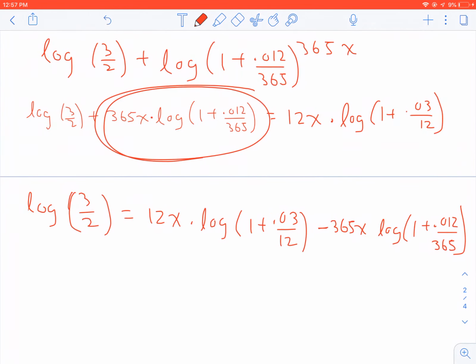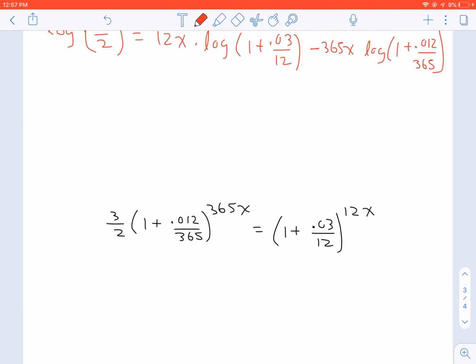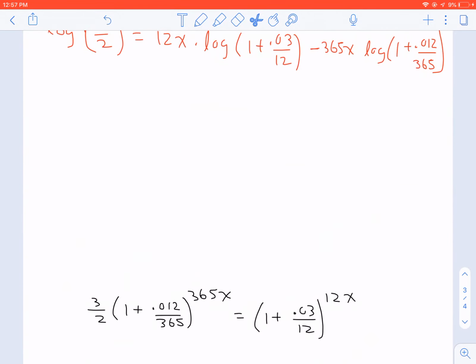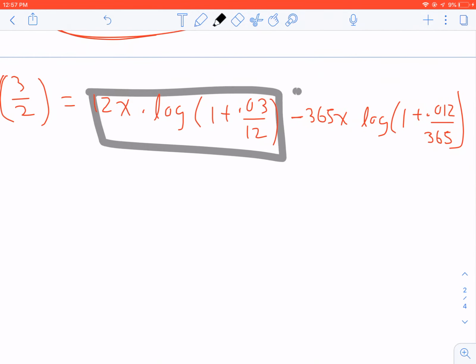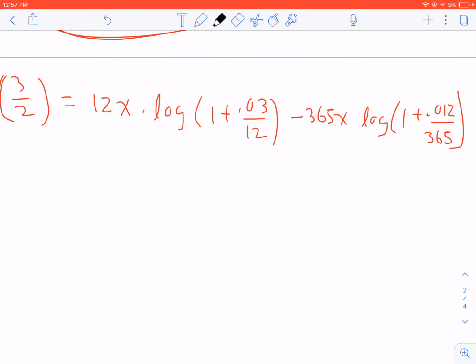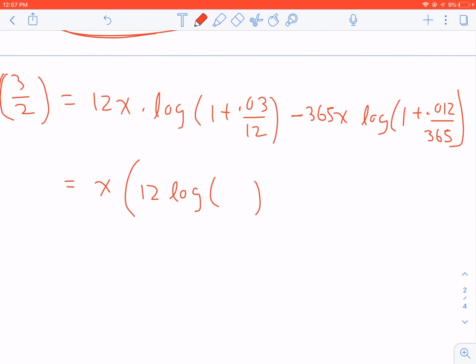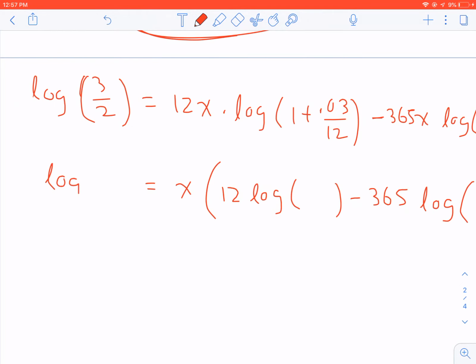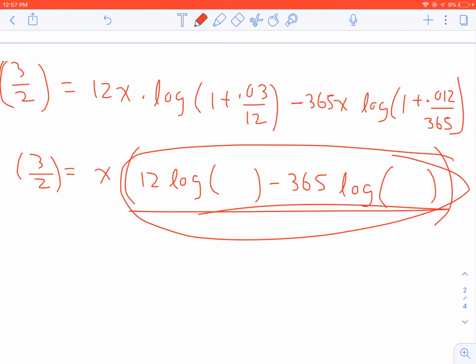And I can use GCF factoring to factor out the x, right? Because we have two terms, and they both have an x in common. So factoring out that x, I get x times 12 log of that minus 365 log of that equals log of 3 halves, and then you divide both sides by that entire factor, right?